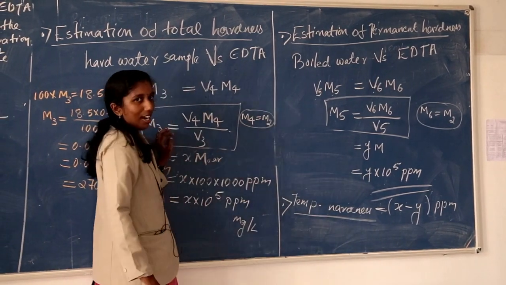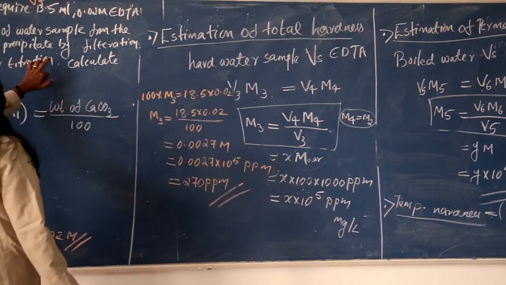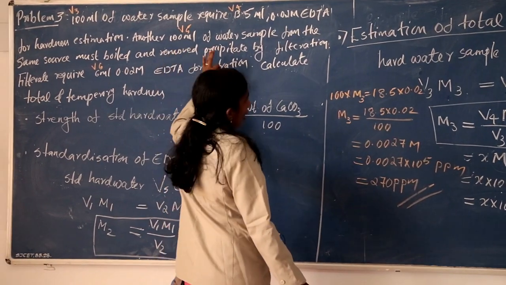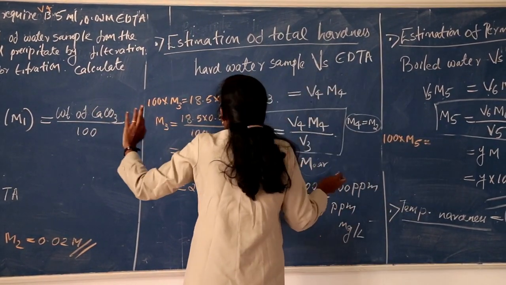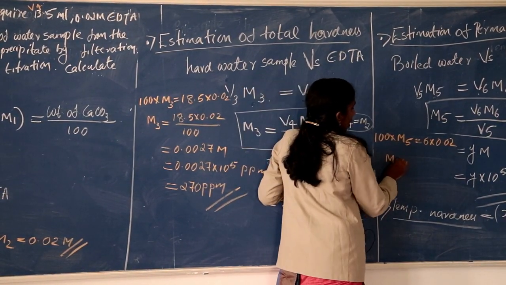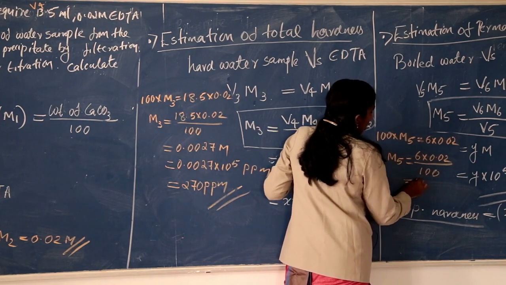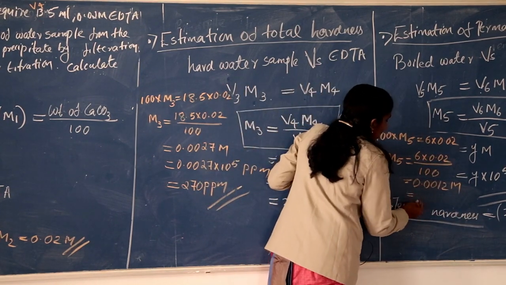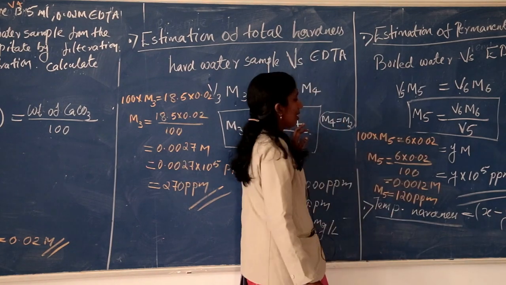Then next, permanent hardness. Read the question: boiled water against EDTA. Here 100 ml of water sample from the same source must be boiled and the precipitate removed by filtration. Therefore, V5 is 100 ml. 100 into M5 is equal to V6, 6 ml of EDTA solution, 6 into strength of EDTA 0.02. Therefore, M5 is equal to 6 into 0.02 divided by 100. This will be equal to 0.0012 molar, and it is converted to milligram per liter or ppm. We get 120 ppm. Permanent hardness is equal to 120 ppm.